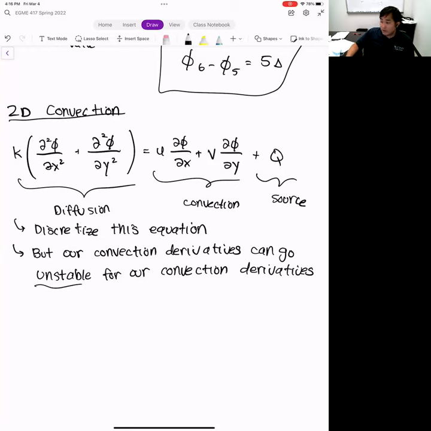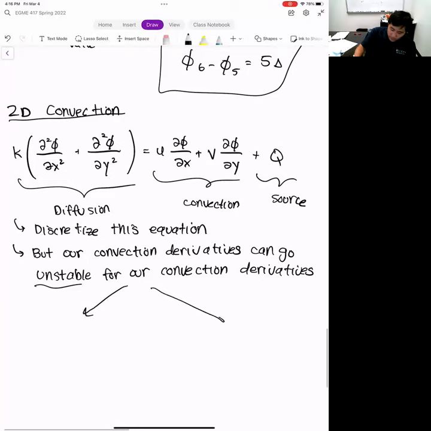Right, and so it depends. It depends on a few things. It depends on what the grid spacing is. It depends on the type of differencing scheme that you use, and so there's a lot of things that can happen here. Okay, and so the simplest thing to do is to just apply a central difference scheme.